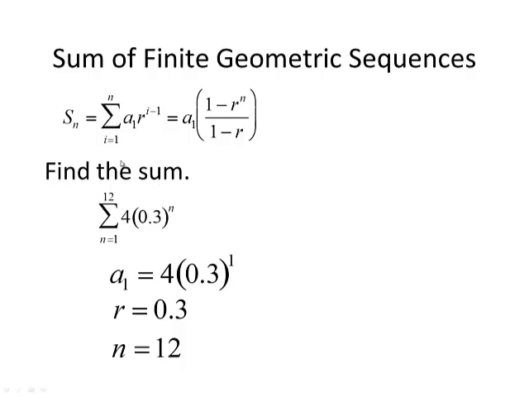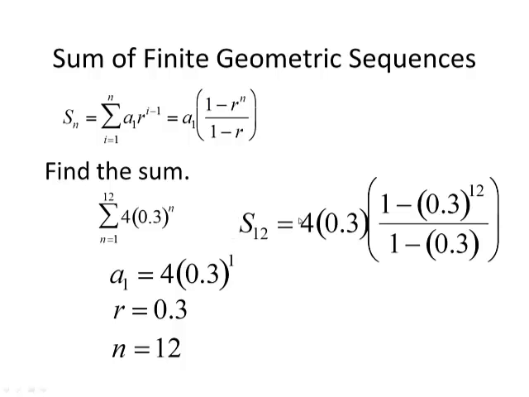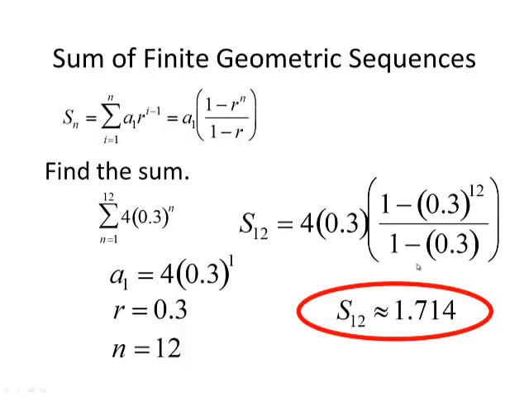But we don't need to actually do any adding because we're going to use this formula. We're going to take a1, which is 4, times 1 minus the common ratio, 0.3, to the 12th power, all over 1 minus 0.3, the common ratio. That's going to give me the sum of 12 terms. Okay, finishing this off on my calculator, I get 1.714, rounding just to 3 decimal places.